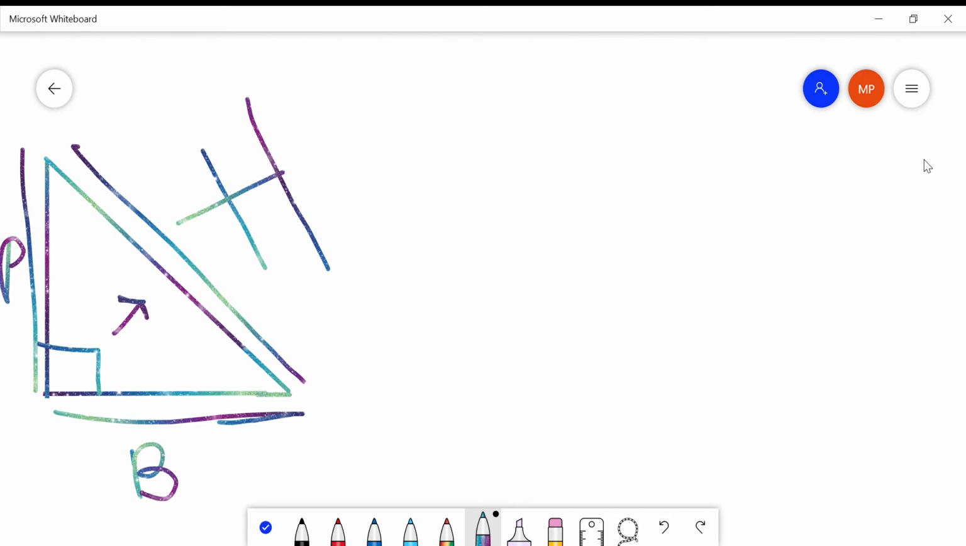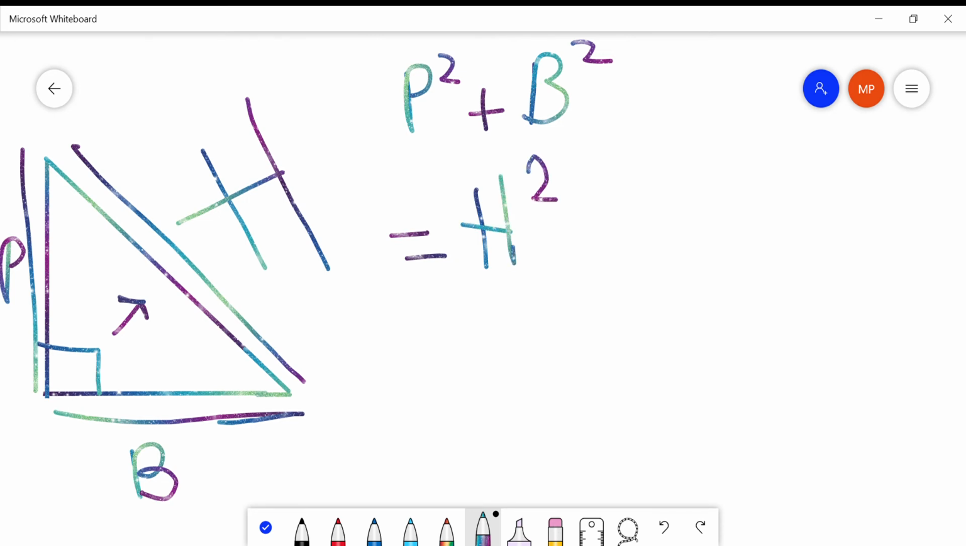Alright, now that we know the parts of the triangle, let's see what actually the Pythagoras theorem is. Well, the Pythagoras theorem states that perpendicular squared plus base squared equals hypotenuse squared. What does this square thing mean? If you haven't learned about exponents and powers, I will tell you about it.